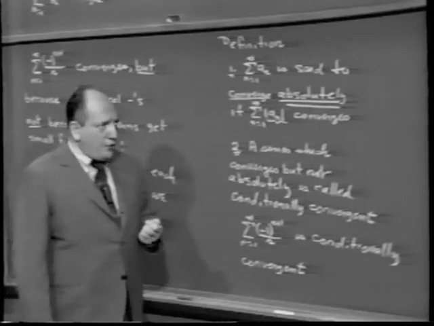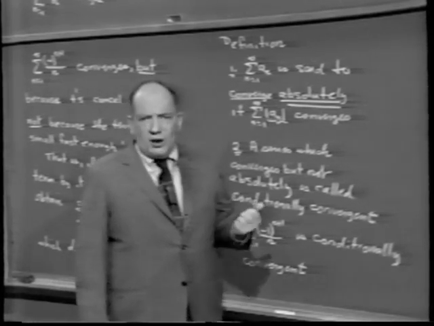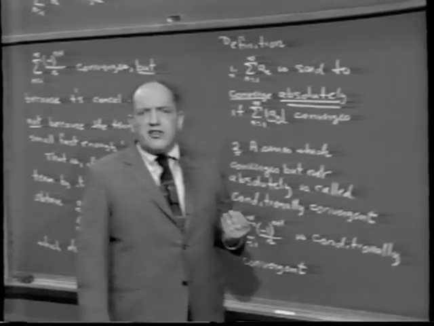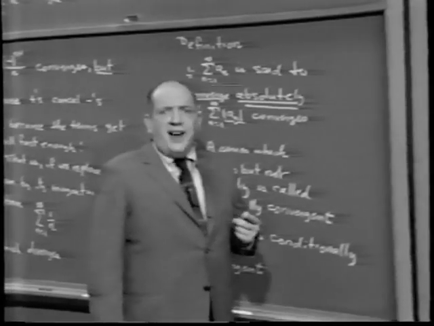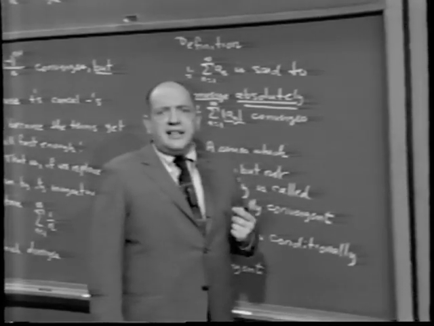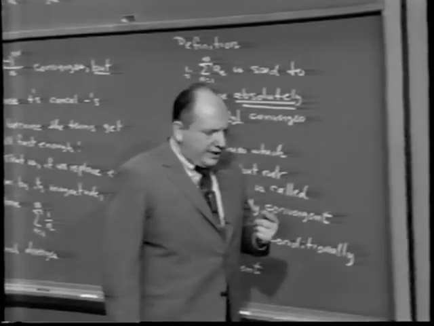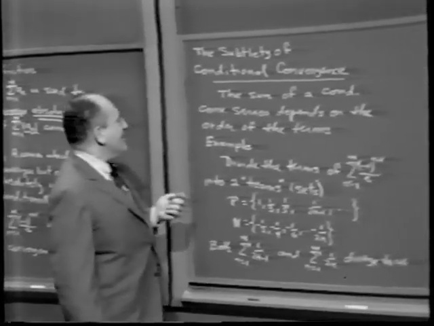Now, the question is, what's so bad about conditional convergence? What difference does it make whether a series converges absolutely or conditionally? Is there any problem that comes up? There's, as I said before, a fantastic subtlety that occurs, a subtlety that has no parallel in our knowledge of finite arithmetic. And the subtlety is this. In fact, I call it that, the subtlety of conditional convergence.